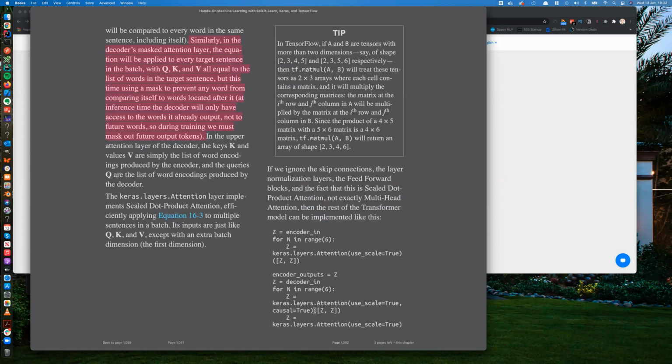Okay, so if we carry on, let's have a look. Similarly, in the decoder's masked attention layer, the equation will be applied to every target sentence in the batch with Q, K, and V all equal to the list of words in the target sentence, but this time using a mask to prevent any word from comparing itself to words located after it. At inference time the decoder will only have access to the words it already output, not to future words, so during training we must mask out future tokens too. So in the upper attention layer of the decoder, the keys K and V are simply the list of word encodings produced by the encoder, and the queries Q are the list of word encodings produced by the decoder.